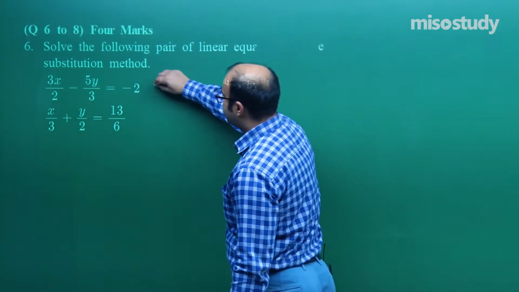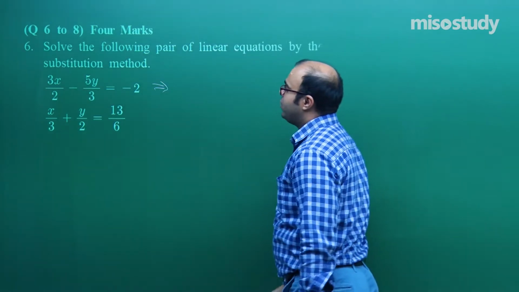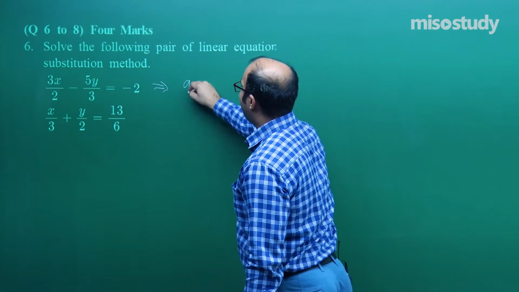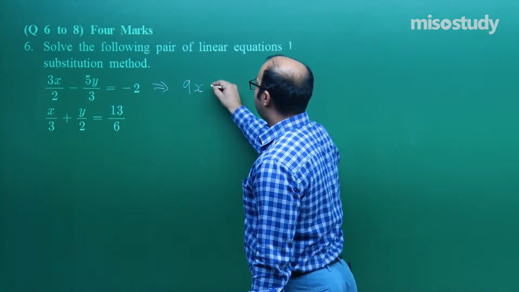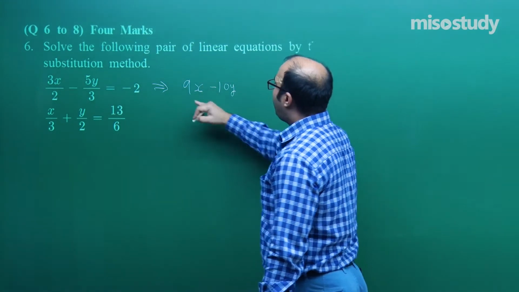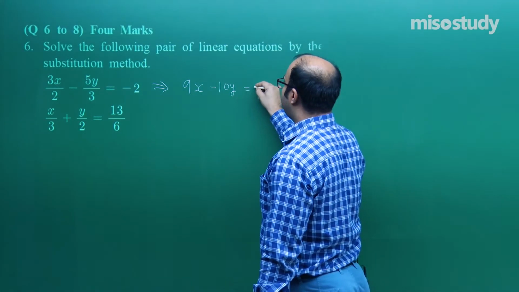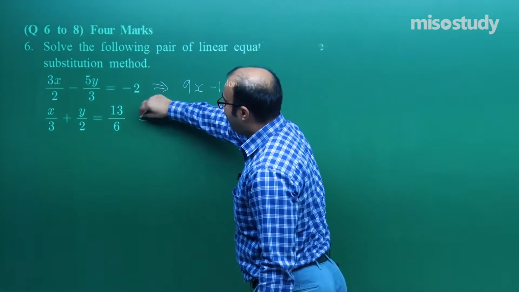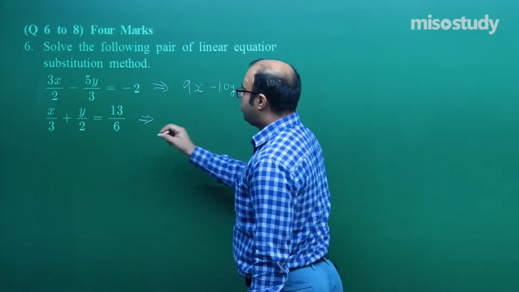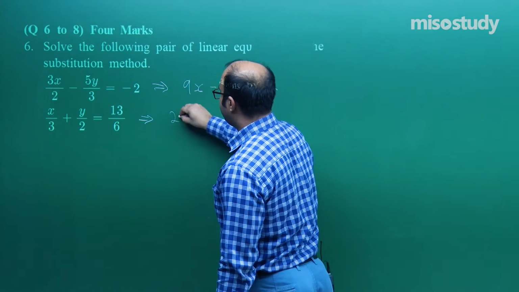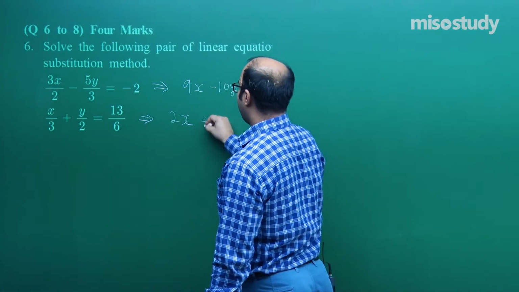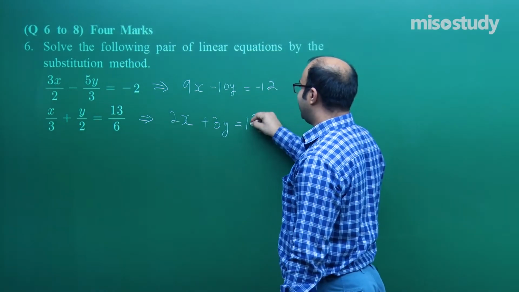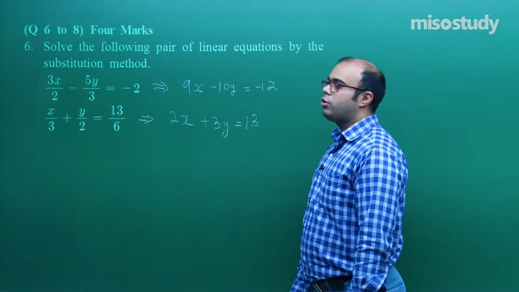So what we will do, we will substitute. So we can write this as 3x, let us take LCM. This can be written as 9x after taking LCM minus 10y upon 6. 6 will go on the right side, this will become minus 12. This is what we can do here. This can be written as 2x, plus 3y is equal to 13, as the 6 will cancel. So 2x plus 3y is equal to 13.